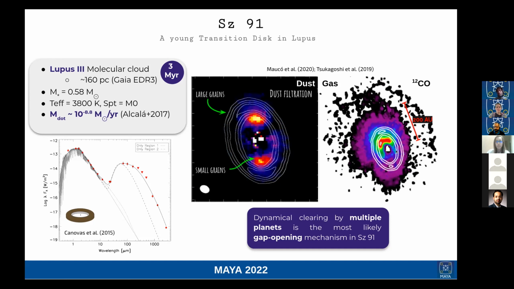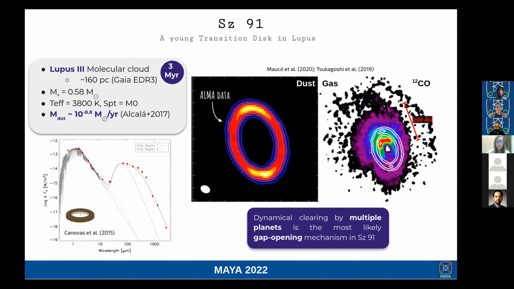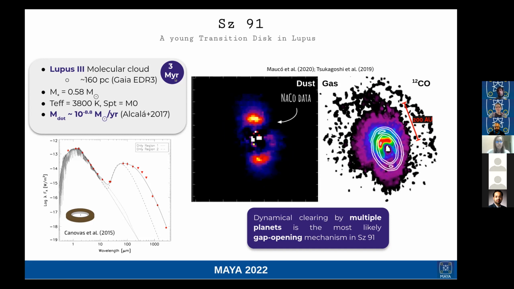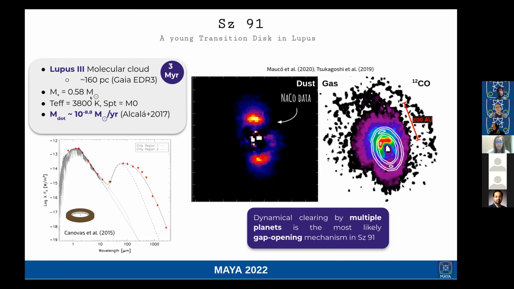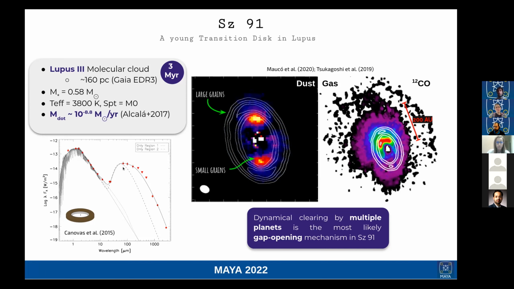For the gas distribution, the gas is well extended throughout the system, and that is pointing to dynamical carving by multiple planets, which is the most likely gap opening mechanism in this source. So this source is a young star, 3 million years old, in the Lupus molecular cloud. It has about the mass of the Sun and is actively accreting. And you can see here from the SED on the left that it has this classic morphology for a transitional disk. So we're going to study this source.